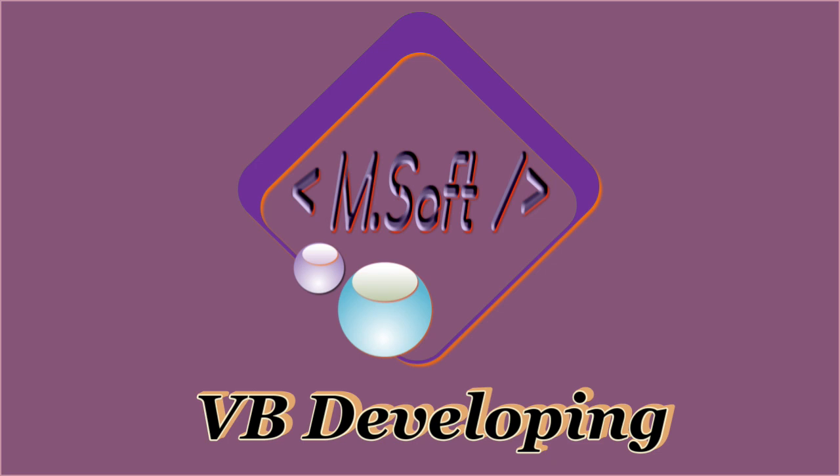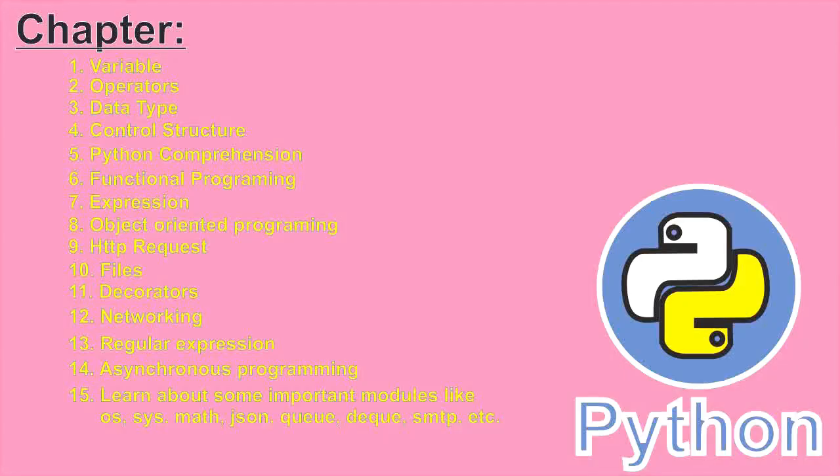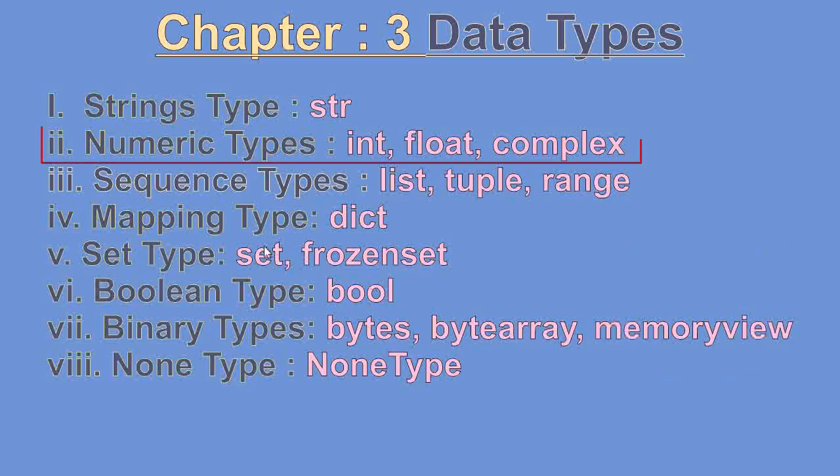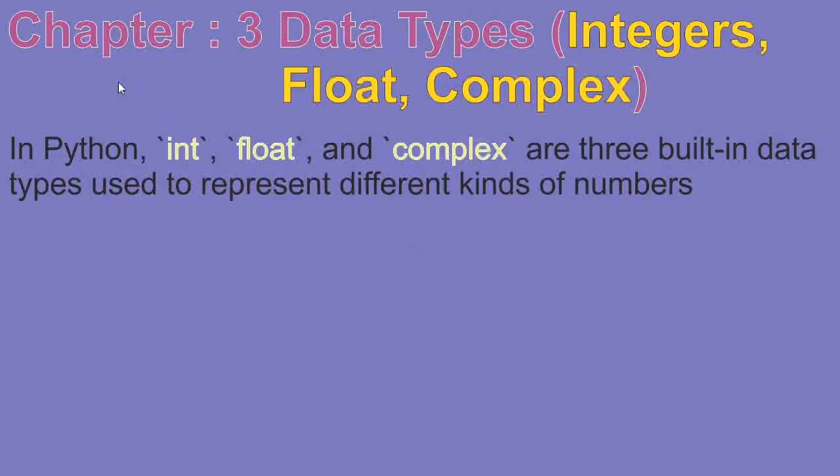Hope everyone is well. Today we will discuss chapter 3. In chapter 3 we will discuss numeric types: int, float and complex. In Python, int, float, and complex are three built-in data types, used to represent different kinds of numbers.